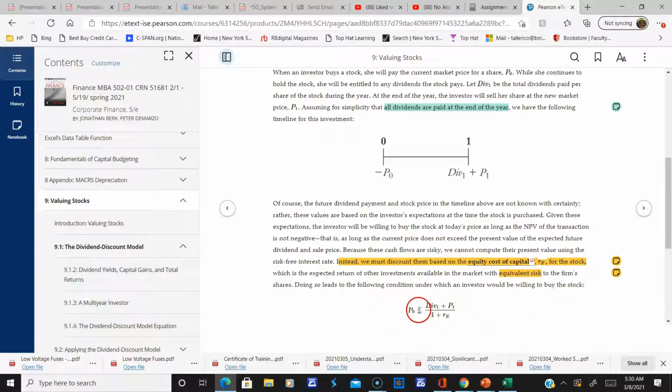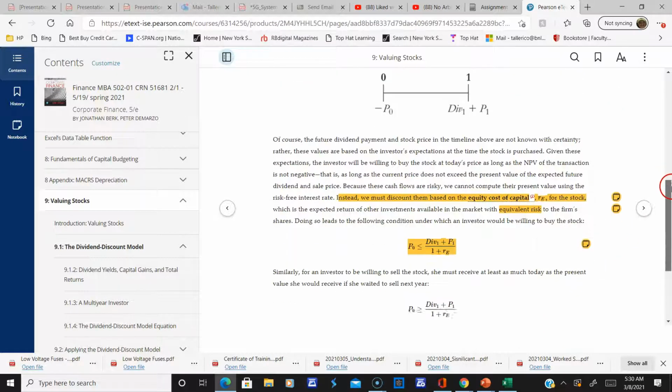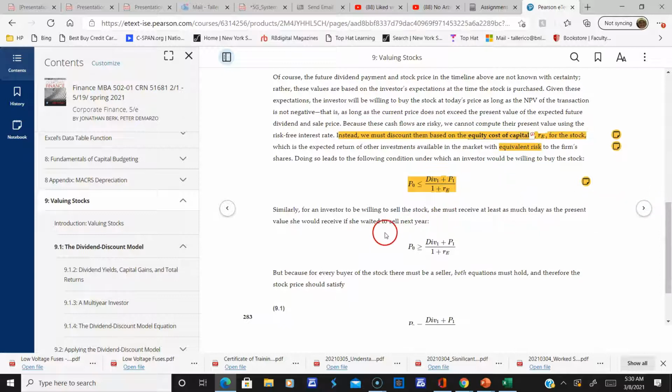The price has got to be less than the present value of the cash flows, okay? And then you say, but again, I've never done that kind of math to determine if I should buy a stock, all right? I pretty much go by my gut instinct. Similarly, for an investor to be willing to sell the stock, here's the other side of the coin. And again, I don't know anybody who's done that.